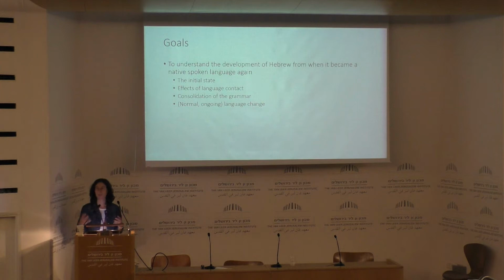Again, people who first started using Hebrew and speaking it to their children or to people around them knew multiple languages, and they themselves were not native speakers. How did the grammar consolidate under those circumstances? At what point was there Hebrew? Was there modern Hebrew? And how did that variety continue to change, maybe more in the ordinary way in which languages change all the time?